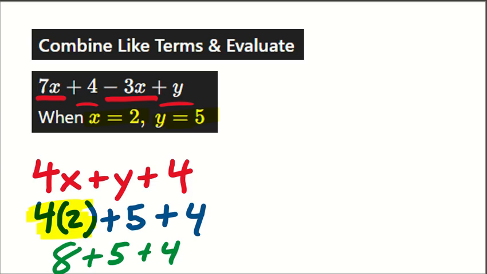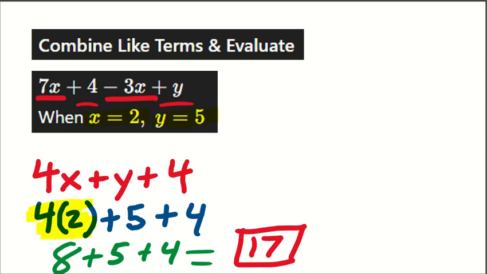Now, remember the commutative property of addition says it does not matter what order you add those. So let's add them up. 8 plus 5 we know is going to be 13, and 13 plus 4 is going to be 17. So the value of this expression is 17.